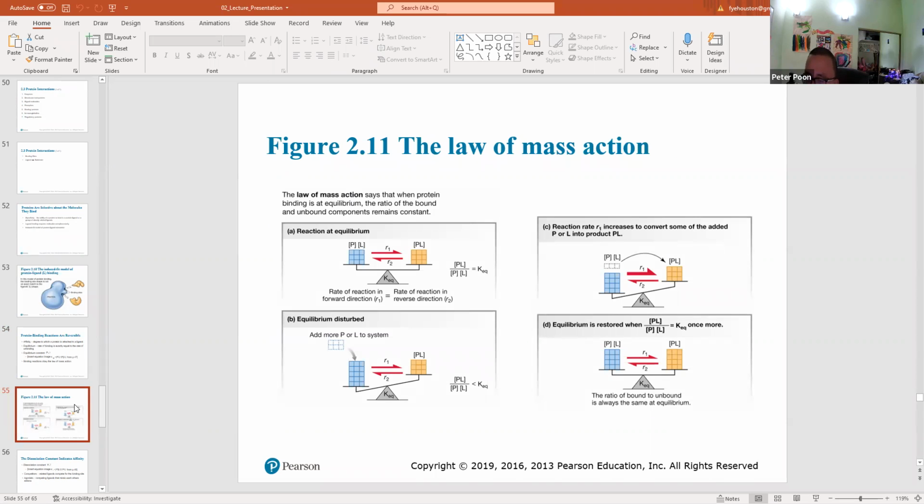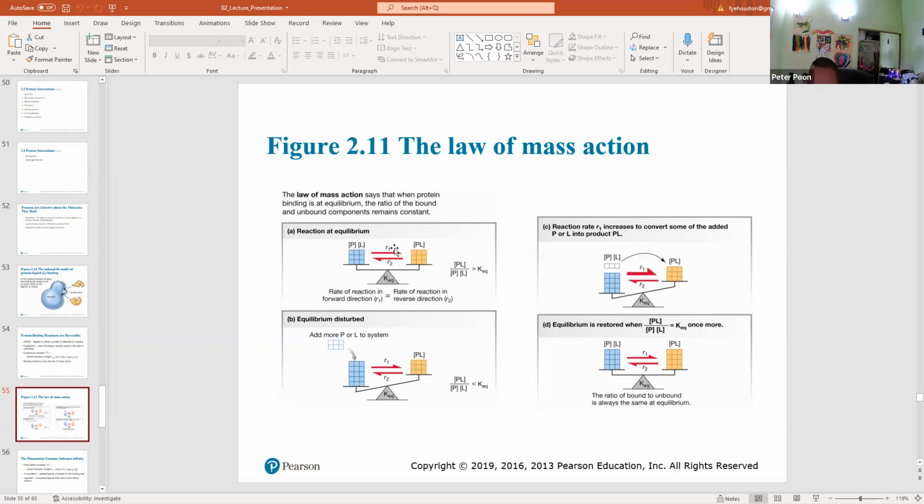So here is the law of mass action. The law of mass action says when protein binding is in equilibrium, the ratio stays constant. Not the units. The ratio between the forward reaction and the backward reaction is the same, and therefore it stays constant. So the rate of things going forward and the rate of things going backwards stays constant.